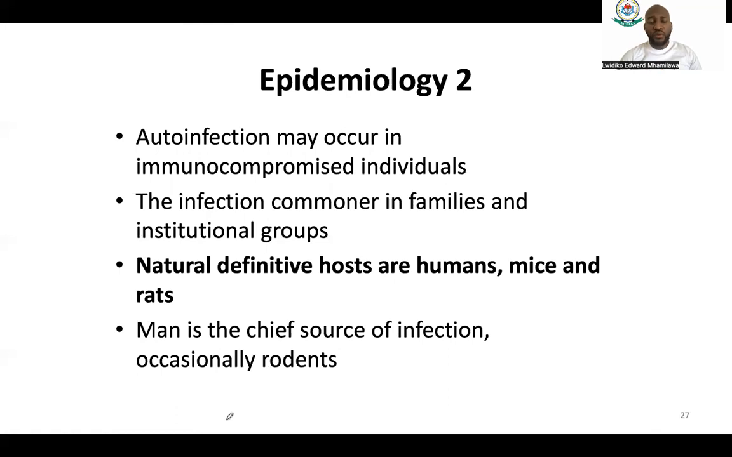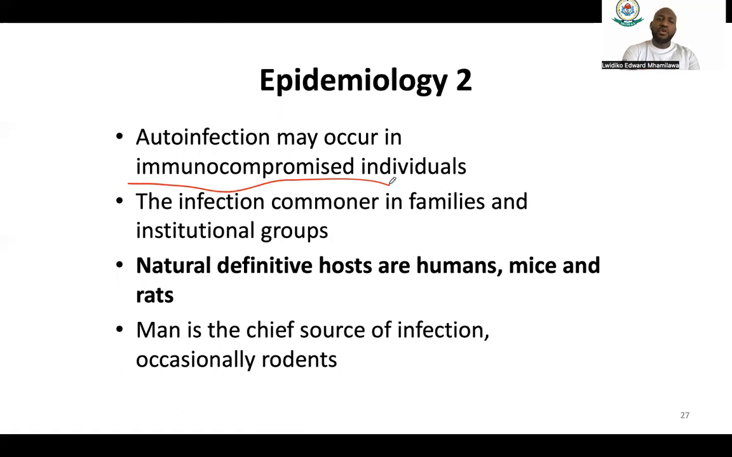this is when the infection develops inside the host, and then the parasite matures, and then it reinfects you again while it is inside your body. This is what we mean by autoinfection. And why in immunocompromised individuals? This is because normal human immunity tends to suppress the development of these parasites in the body.